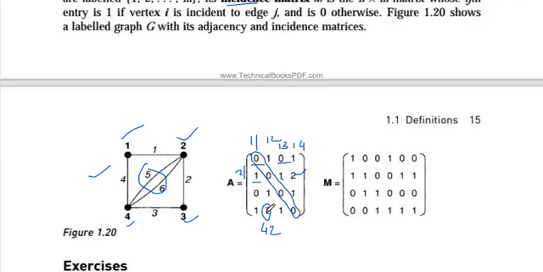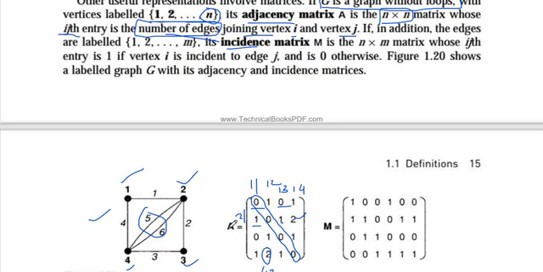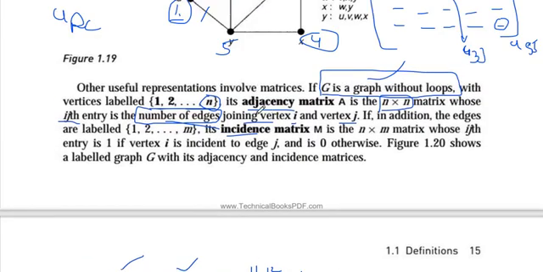So this is a matrix representation, the adjacency matrix. This is called the adjacency matrix. Now let's look at the incidence matrix, the second matrix representation.